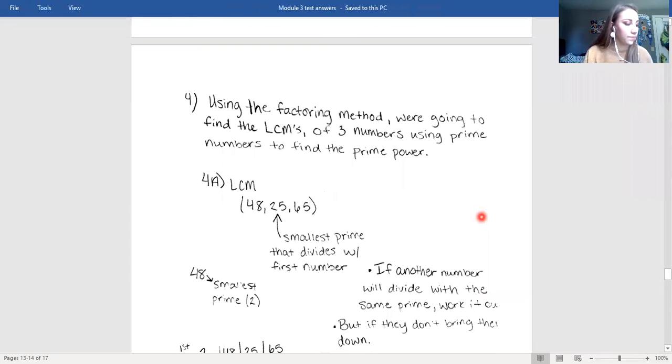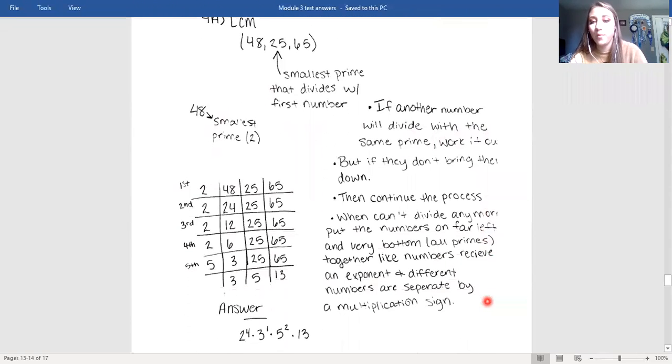Okay, for 4, we're finding the LCM. We're using the LCM factoring method to find the least common multiple of 3 numbers using prime powers. So you have 48, 25, and 65. We're using the smallest prime that divides the first number. For 48, the smallest prime is 2. If another number will divide by that prime, work it out. But if they don't, bring them down.